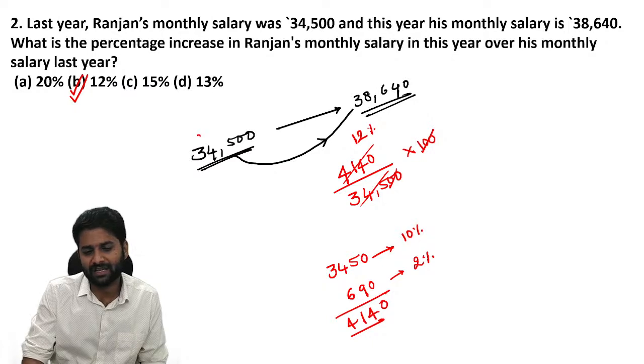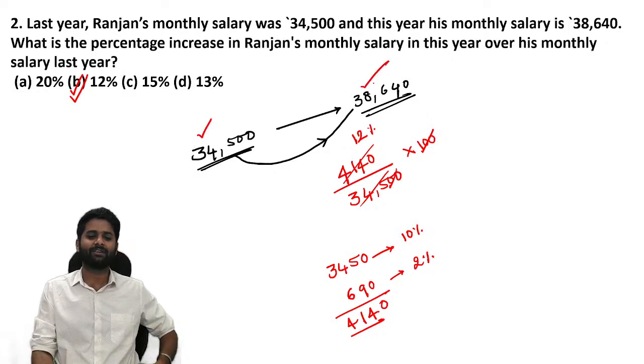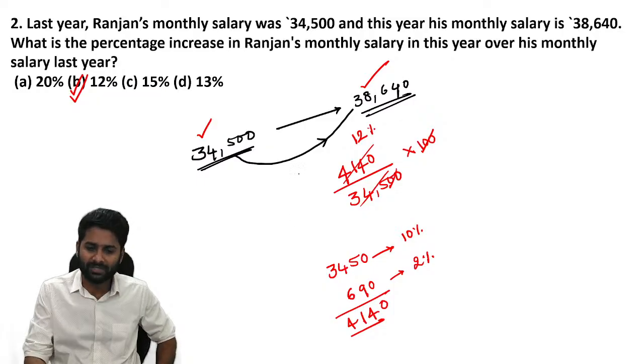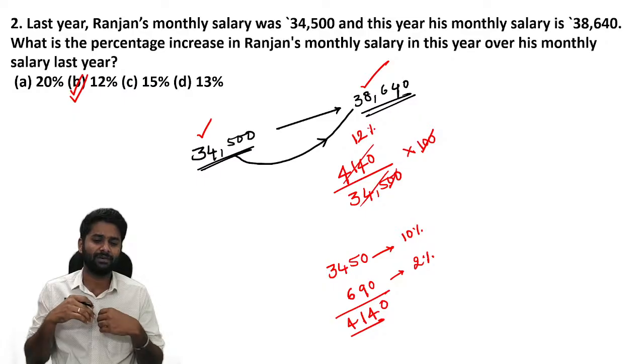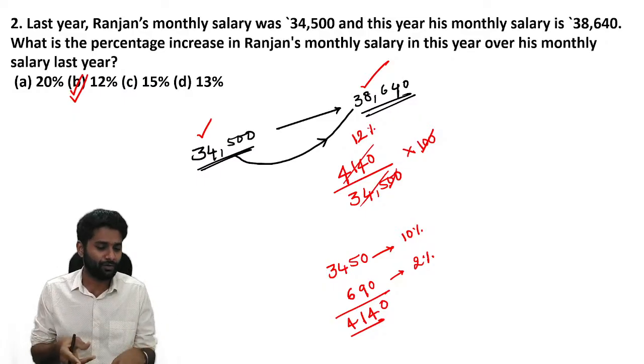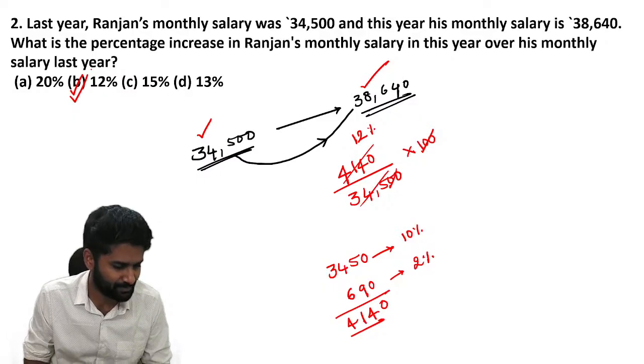So the initial salary is 34,500. Later it is increased to 38,640. So how much the salary has increased means it's 4,140. So it is increased from 34,500. That's why the total increase is 12 percent.